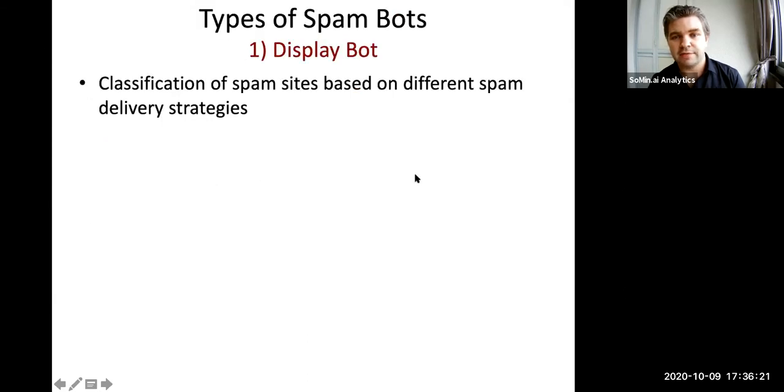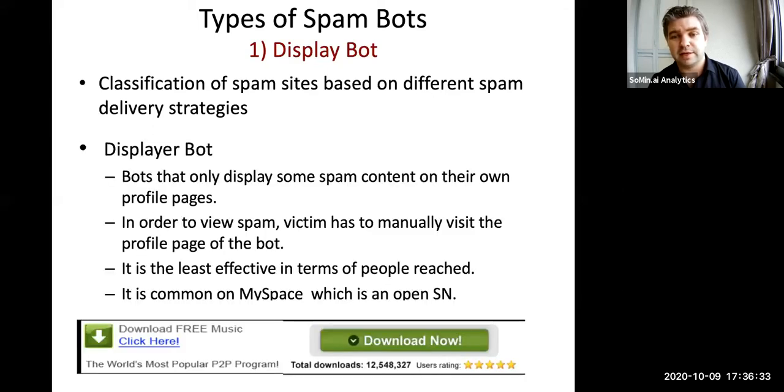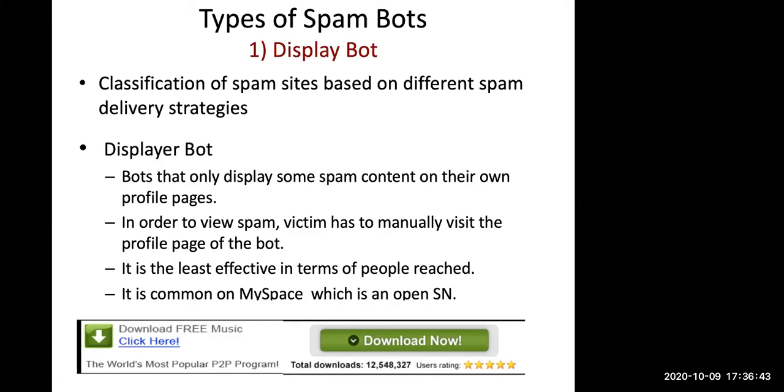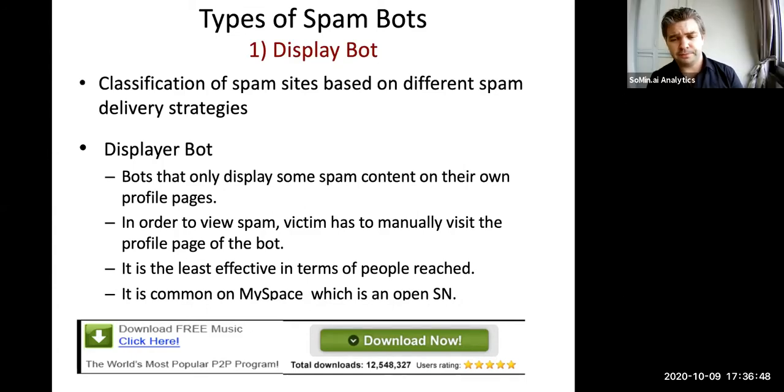We have display bots, and these are classified by the way they deliver spam. The display bot is a bot that only displays spam, right? And they only put it on their own content. So in order to view the spam, you have to visit their own profile. And of course, it's the least effective way, right? Because you have to somehow find this display bot, and then you can see it.